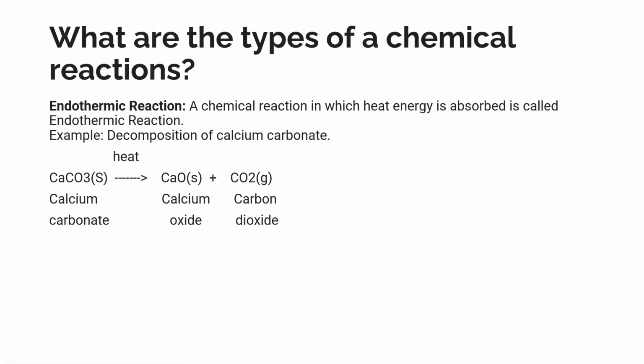What is endothermic reaction? A chemical reaction in which heat energy is absorbed is called endothermic reaction. For example, decomposition of calcium carbonate. CaCO3 in solid state in presence of heat gives CaO in solid state plus CO2 in gaseous state. Calcium carbonate gives calcium oxide plus carbon dioxide.